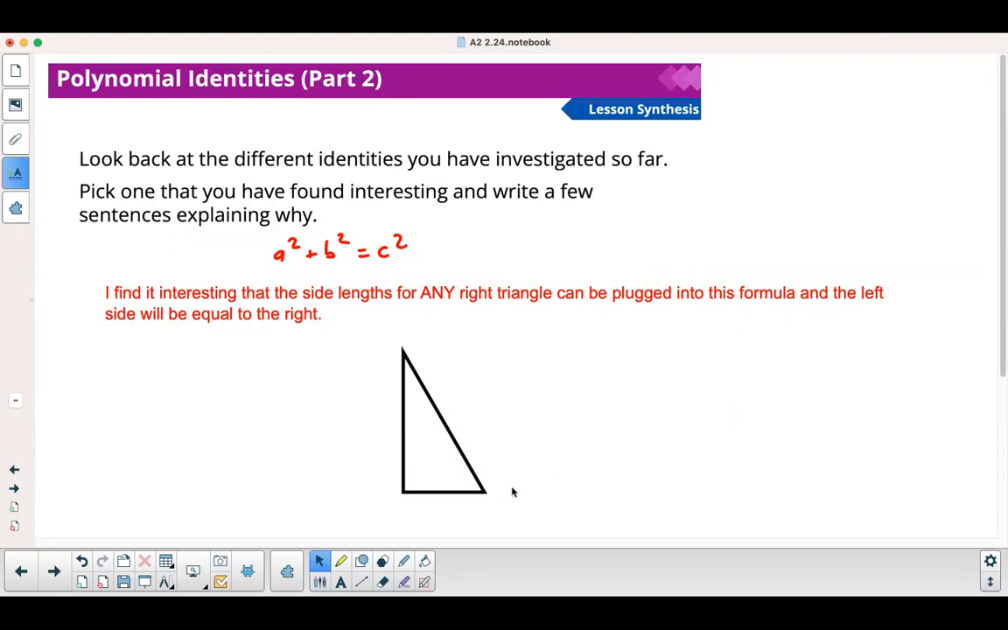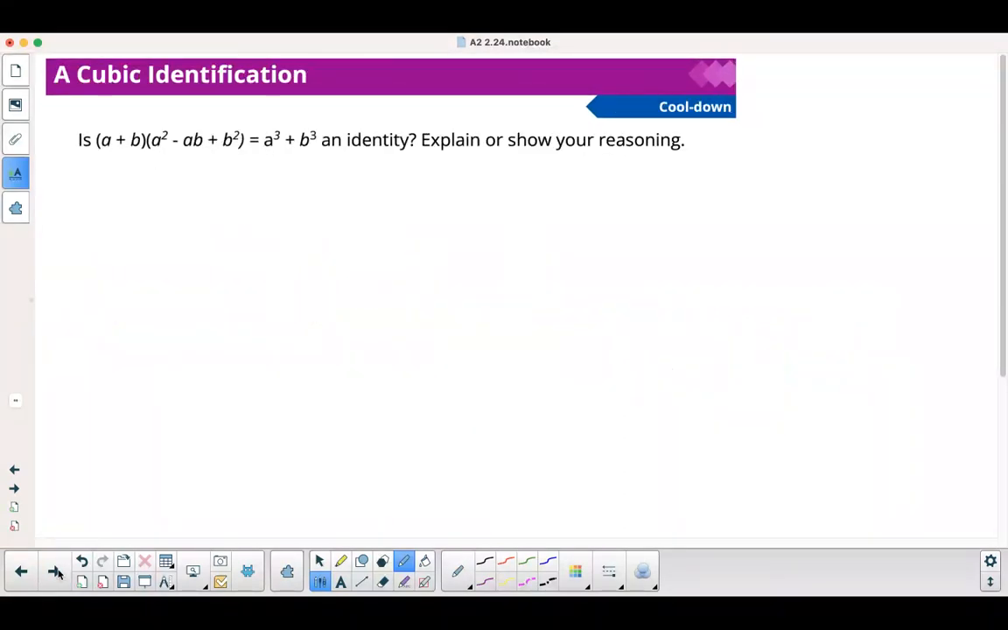Some of the other ones that were real basic, like you had A minus B times A plus B, that always equals A squared minus B squared. You can multiply these out in a box and you'll always get that. So, they just look different. But all right, so is this an identity? Explain or show your reasoning. So same thing we've been doing.